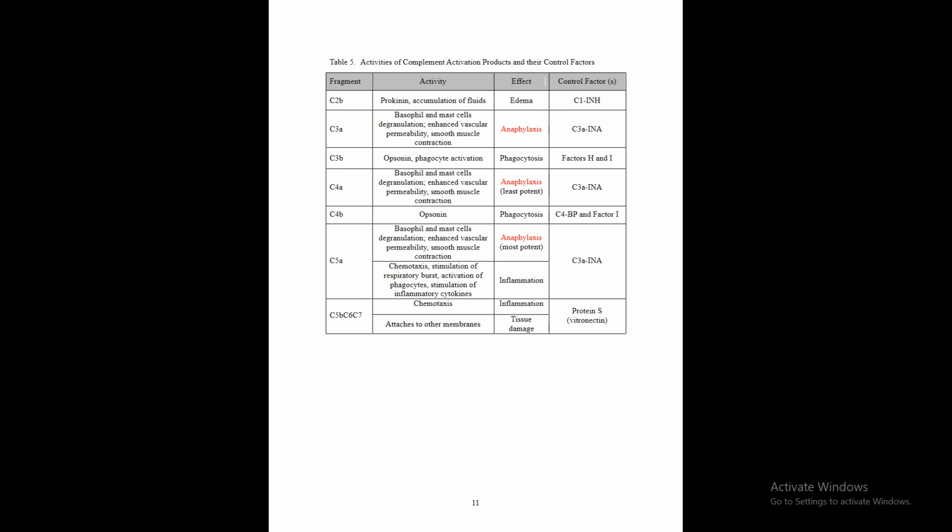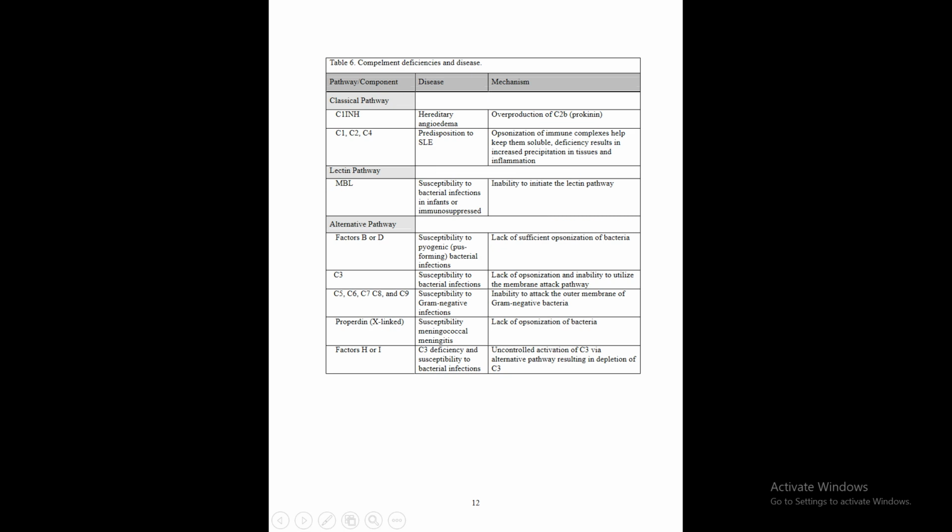Here are some biological activities of C2b, C3a, C3b, C4a, C4b, C5a, and the membrane attack complex, and what the inhibitors or controlling factors are, and what the effect on the cells is, and as I said, what their biological activities are.